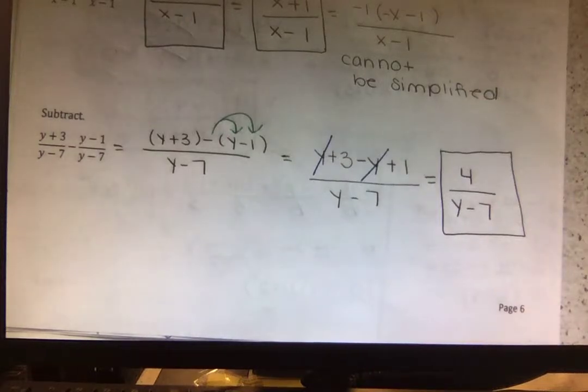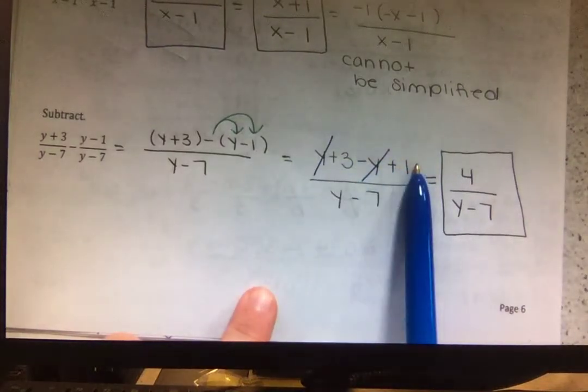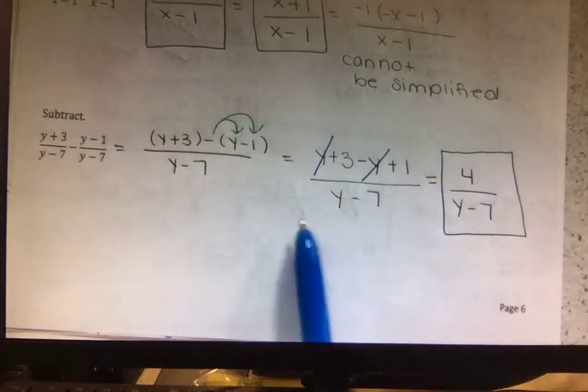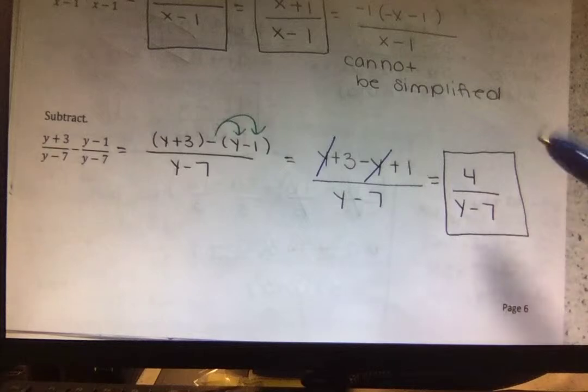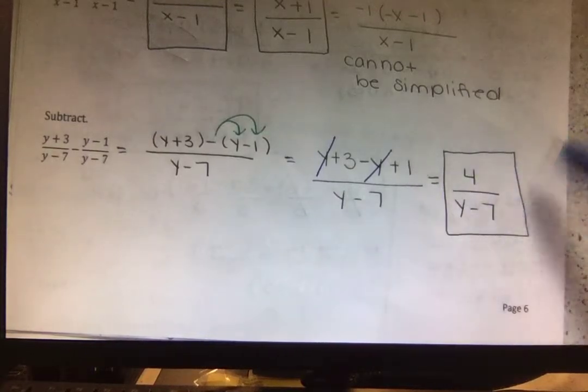So make sure we completely simplified this top first. We combine like terms. We completely simplified the bottom. There's nothing to combine. So now we have to see, okay, can I go any further, which we can't. So that's how we know we're done. What else? Other questions for me?